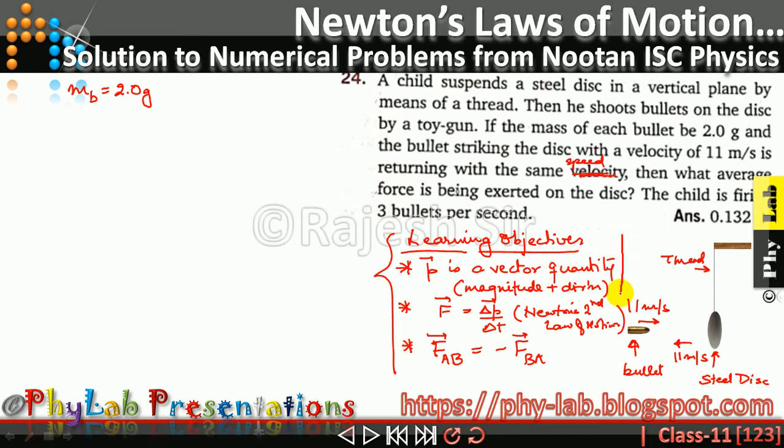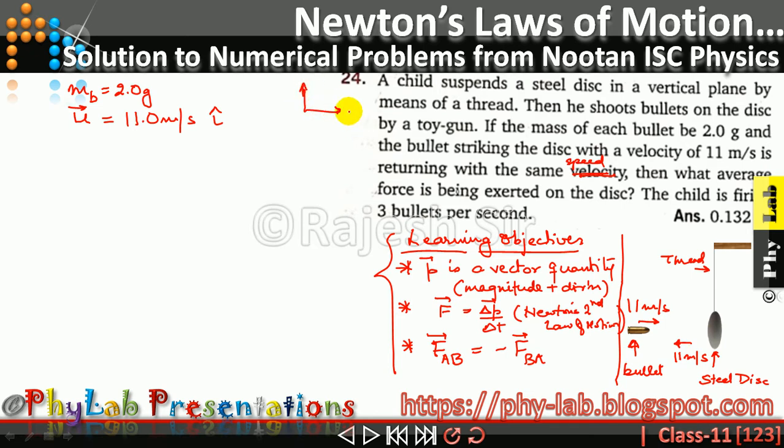So let me put up all these things with reference to this particular question. So mass of the bullet is 2 grams. The initial velocity of the bullet, let me write down as u, happens to be 11 i cap meter per second. So what you can see over here, the bullet is traveling towards the right, and this is the sense of direction that we are going to follow.